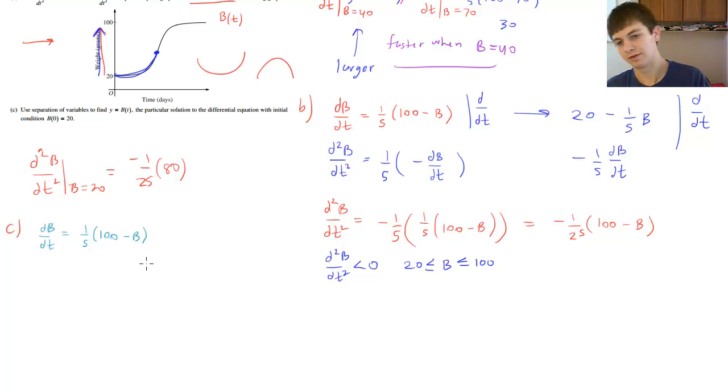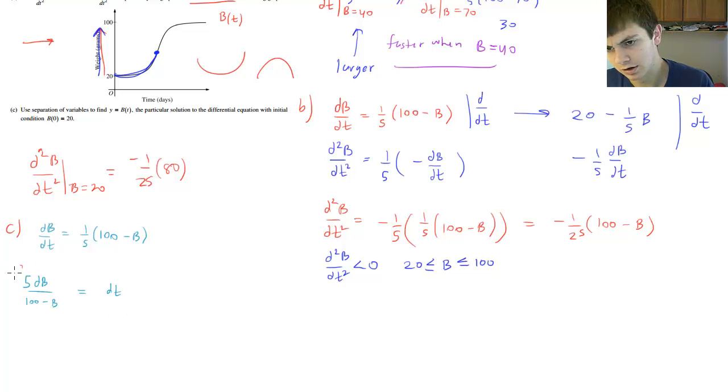So we need to separate our variables here, and so we're going to get dB over 100 minus b equals 1/5 dt. Or I'd say preferably, for the sake of simplicity in the future, 5 dB over 100 minus b equals dt. Just multiplying that 5 over to clear the 1/5, and it makes it a little nicer to deal with.